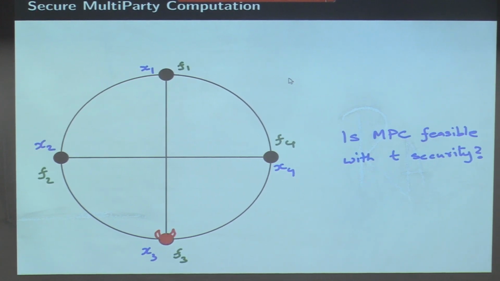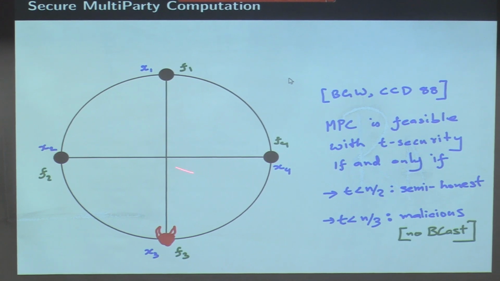And the question is, can they come up with a communication protocol over this network? This is a network of secure peer-to-peer links, and there is no broadcast involved over here, and they want to come up with a protocol that securely computes this function when, let's say, T of these parties can be corrupted by the adversary. And over here there is a classic result that says that any function can be computed, that is MPC is feasible with T security if T is less than n/3 in the malicious setting. And note that here there is no question of broadcast requirement showing up.